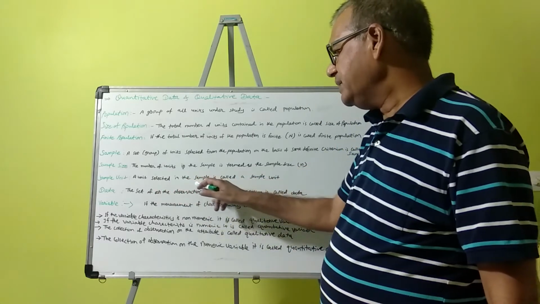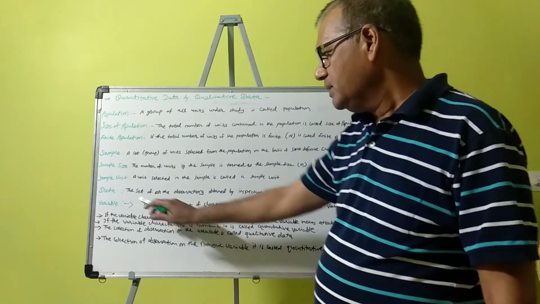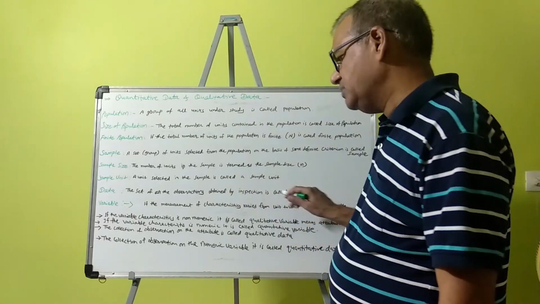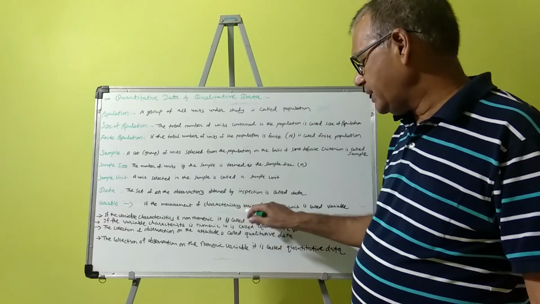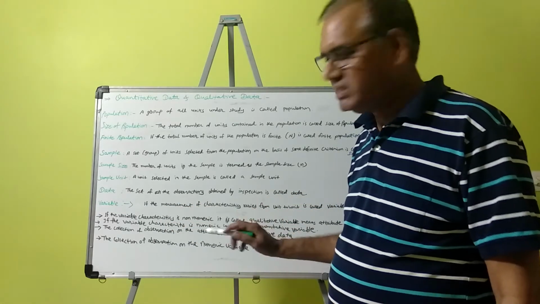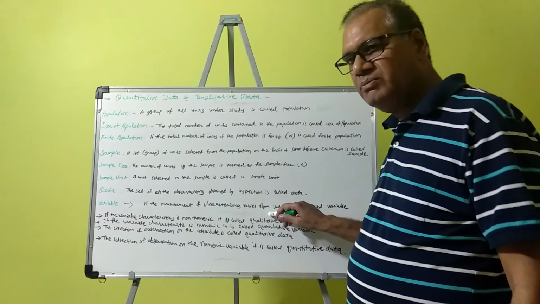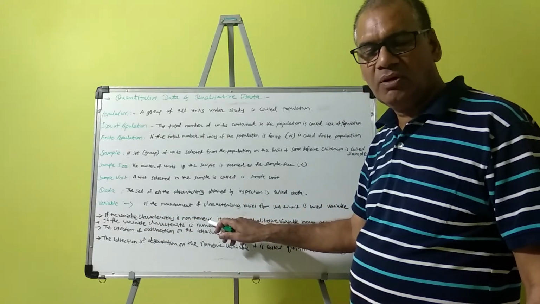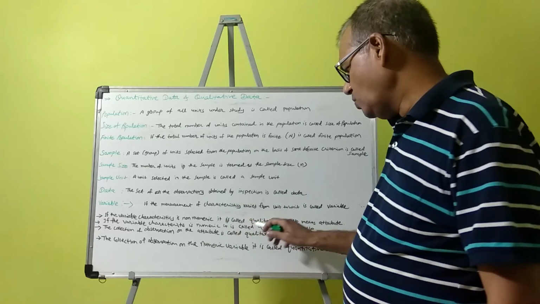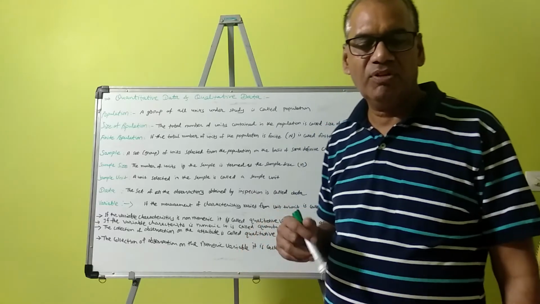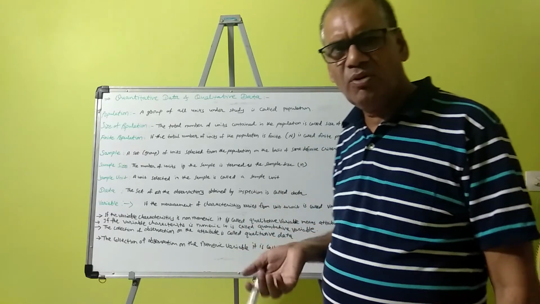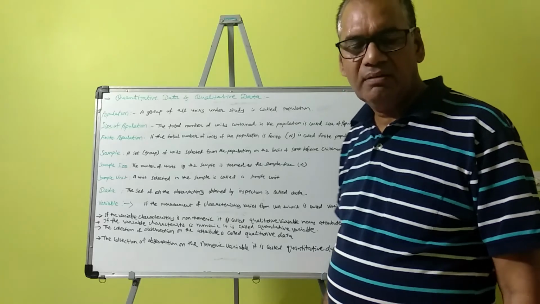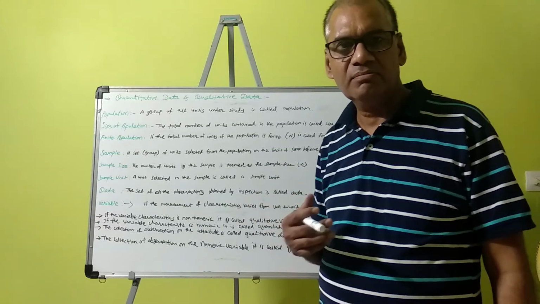Now sample units: the unit selected in the sample is called a sample unit. Data: the set of all the observations obtained by inspection is called data. Variable: if the measurement of the characteristic varies from unit to unit, it is called a variable. If the variable characteristic is non-numeric, not countable, meaning qualitative, it is called a qualitative variable, or attribute, for example efficiency or intelligence. If the variable characteristic is numerical, it is called quantitative, for example age, height, weight, income, marks.